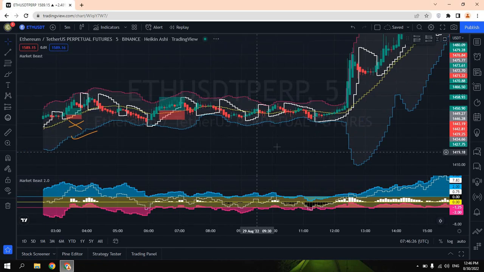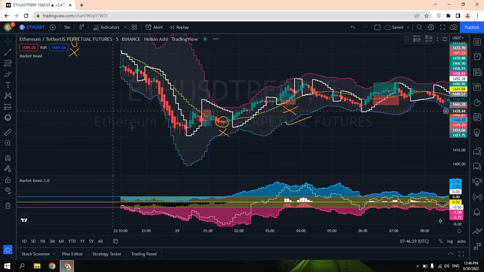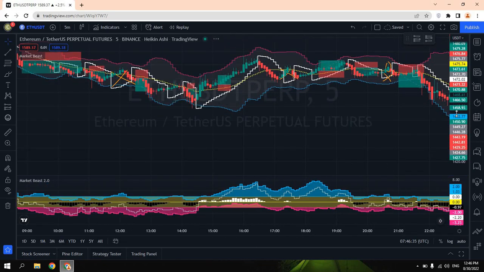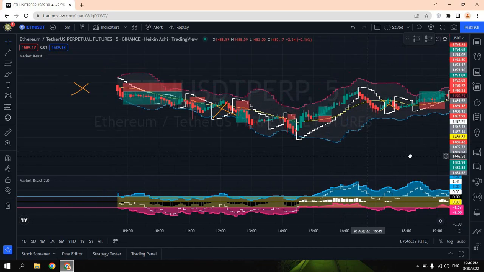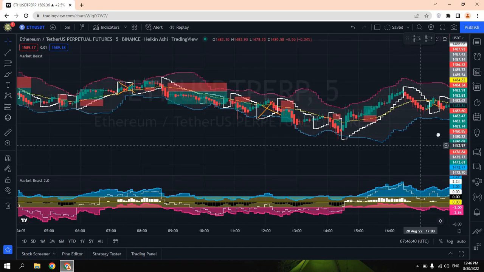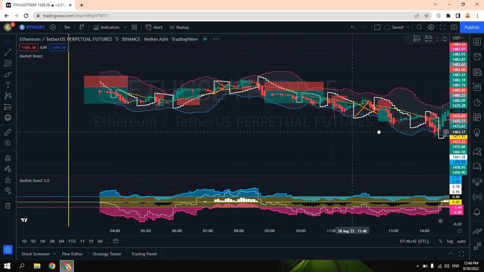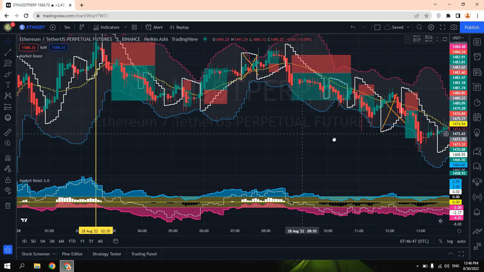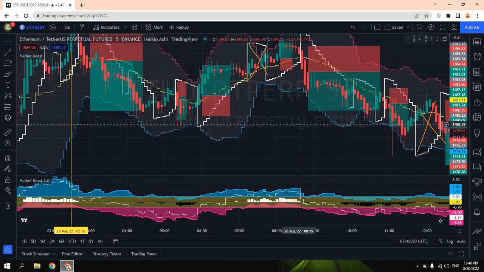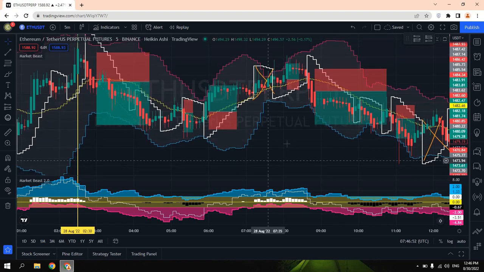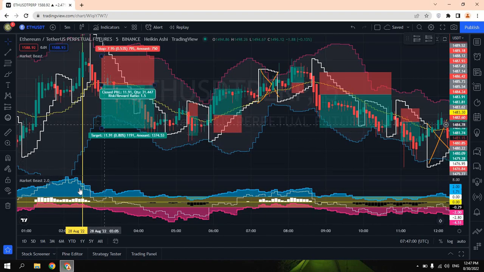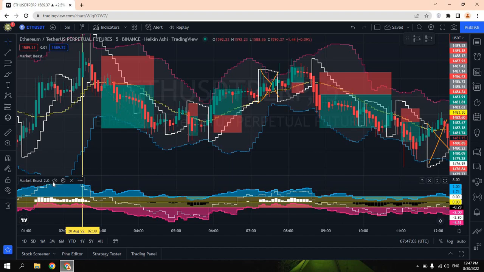Here I have tested a few trades yesterday. Let me show you these trades, how it works, where we have entered, and what our risk reward is. So from here, yellow line, I have tested this strategy. Now for entry of long and short, we will have different conditions. Let's first see Market Beast 2.0.